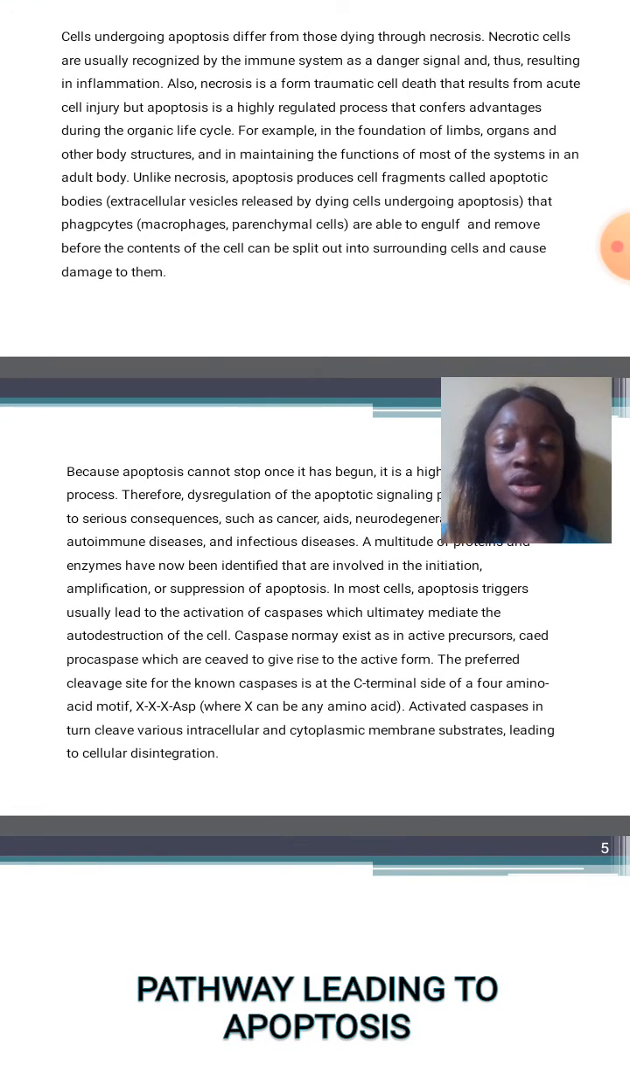Apoptosis is highly regulated, and as such can be seen as advantageous during the organic cell cycle. It can be seen in the formation of limbs and organs, and in maintaining the body system of an adult.